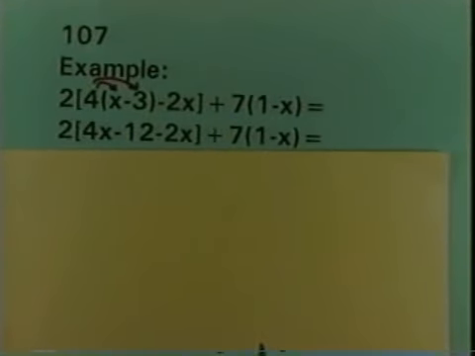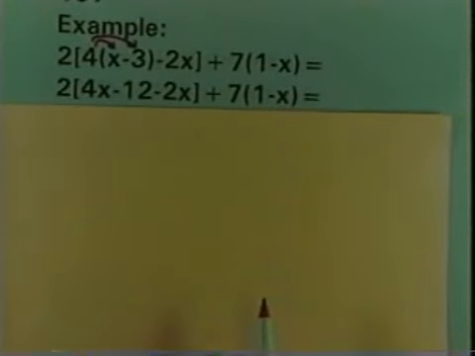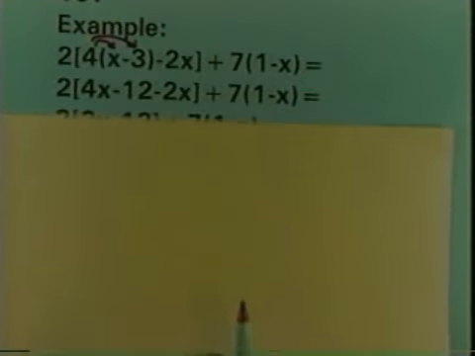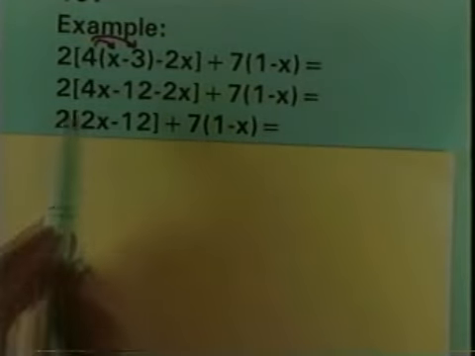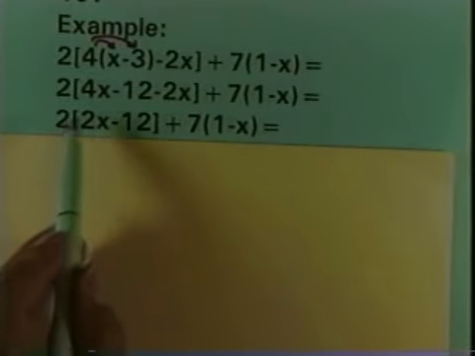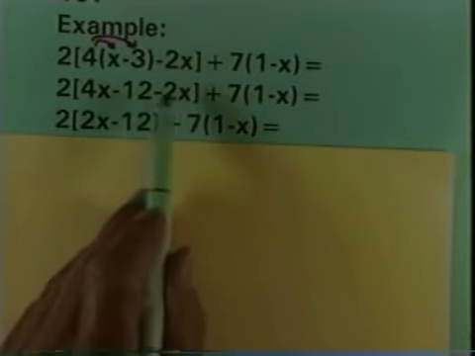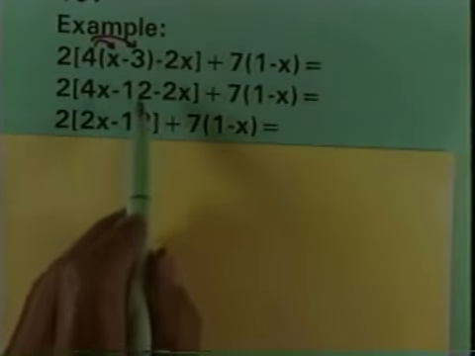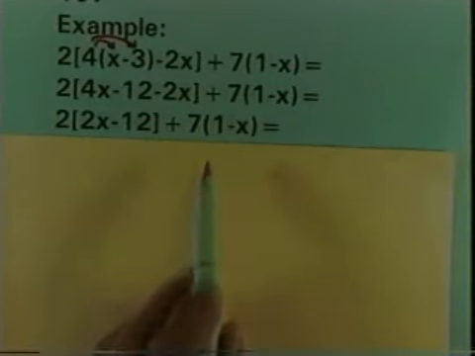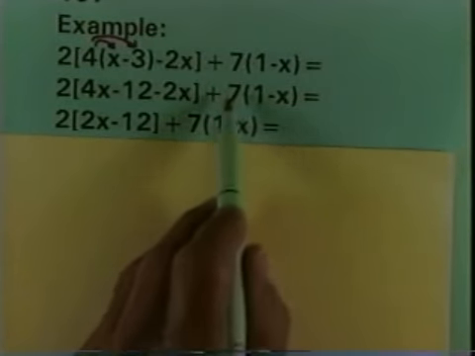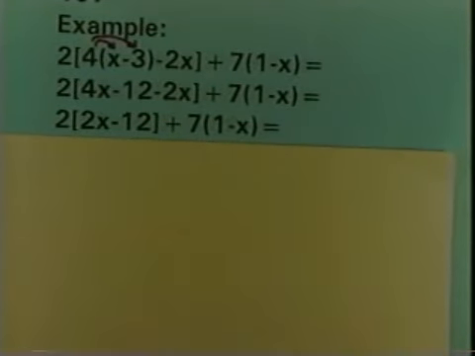Now I can combine like terms within the brackets. 4x minus 2x is 2x. I'm going to copy everything else the same. Just copy the 2. 4x minus 2x is 2x. So replace the 4x minus 2x with 2x. Just copy the negative 12. Just copy the plus, copy the 7. Copy the 1 minus x.